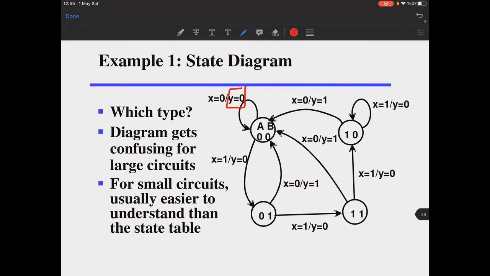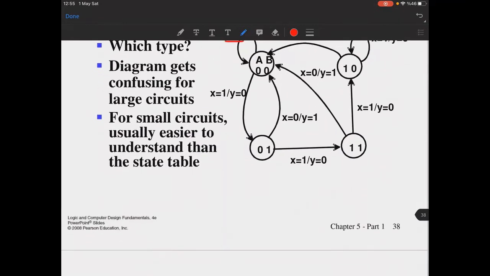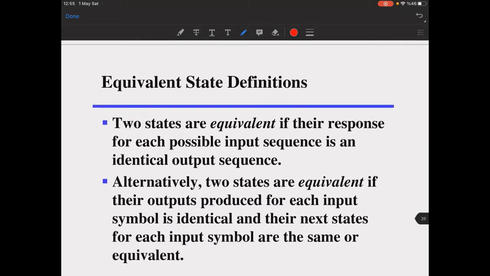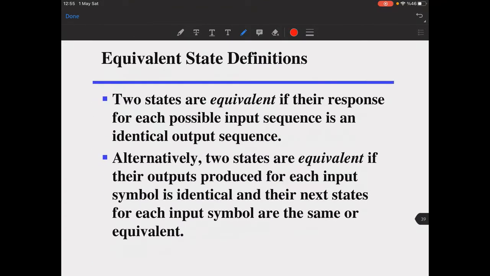Those state diagrams can get confusing for large circuits, but we won't have any large circuits in our exams. We will have small circuits, and they're usually easier to understand than the state table for smaller circuits, because you can see what's going on here. They are especially useful for the designs that we will discuss later.